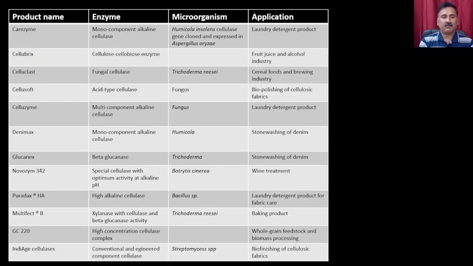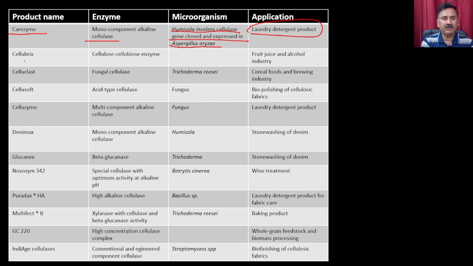These are the different types of products being developed. So you can have the enzymes. These are the monocomponent alkaline cellulases. They are produced by the Humicola insolens cellulase gene cloned and expressed in Aspergillus oryzae, and they are being used for laundry detergent products.